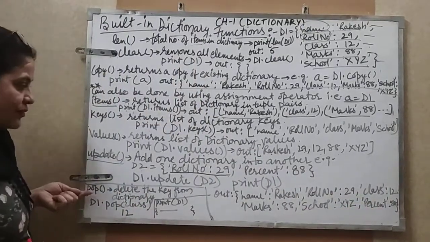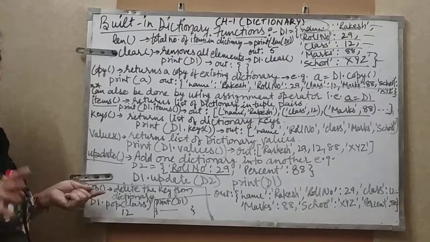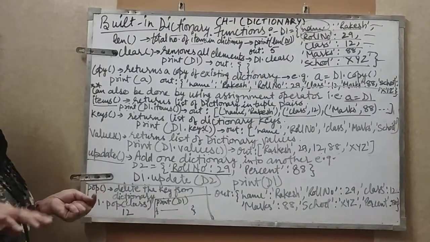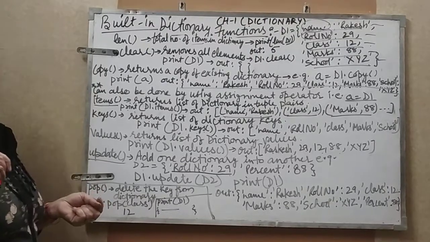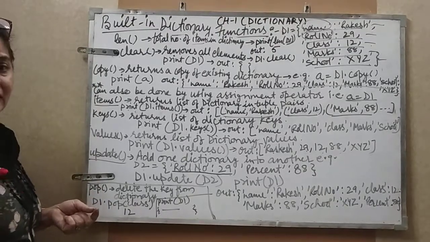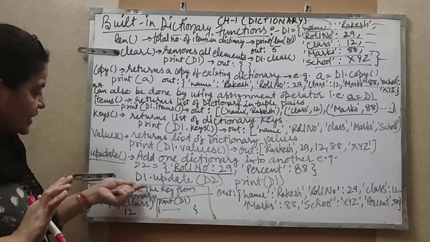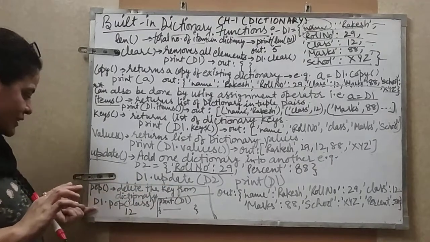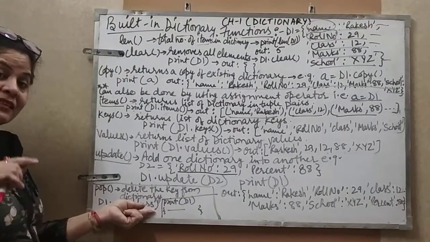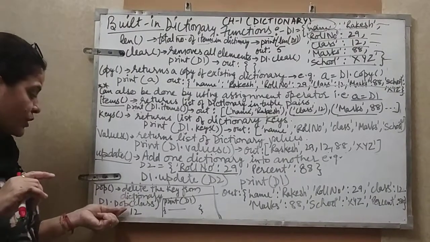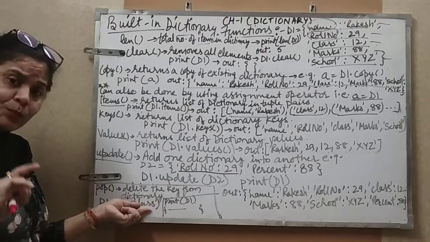Now we have the pop function. Pop means to delete. Now what to delete? From my dictionary, I have to delete the key. If I delete the key, then the value of that key will automatically get deleted from the dictionary. Delete the key from the dictionary. For example, d1 dot pop class. Class is the name of the key. I have to give the name of the key along with the pop function.